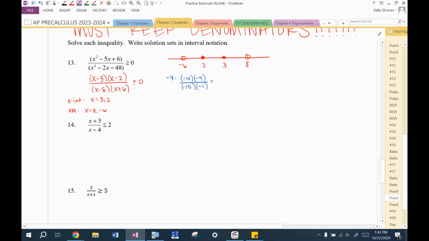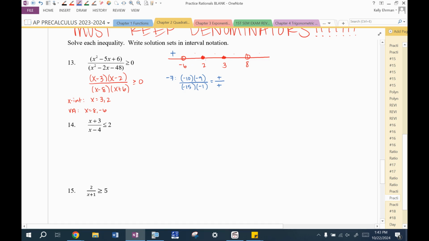I don't care about the number. I just care about the positive or negative. The top, negative times negative, will be a positive. Bottom, negative times negative, will be a positive. So overall, this divides out to a positive. Now, these graphs do often alternate, but it doesn't take long to test, so you should test each number. Depending on what the multiplicity is of the factors, the graph might not change signs.